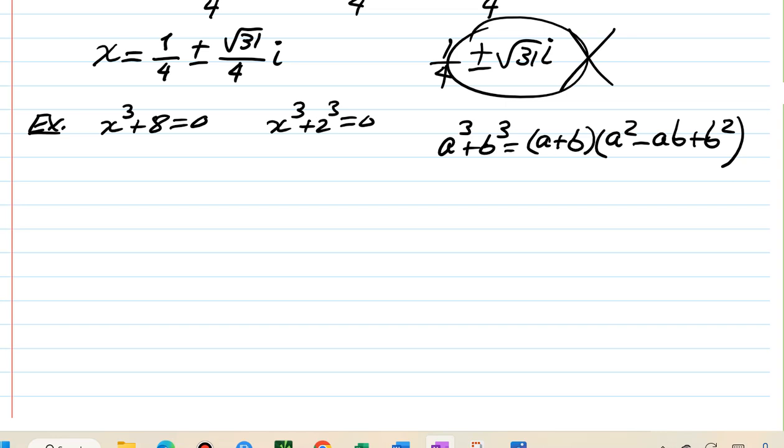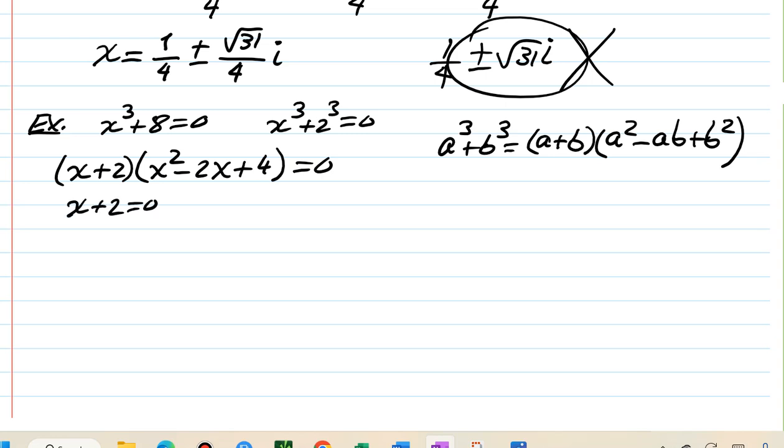So let's try this one. Here is a plus b, first one squared, negative first by second plus second one squared. So we have a linear factor and a quadratic factor. Now, by zero factor principle, the linear factor could be 0 or the quadratic factor may be 0. And here subtract 2. We get one solution out of the linear factor, first degree.